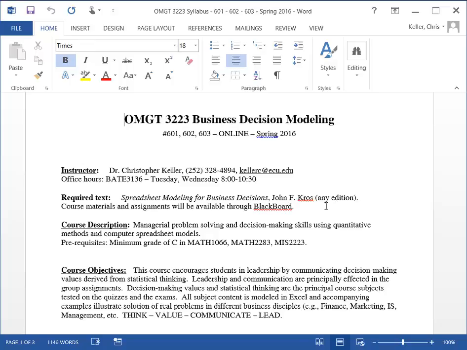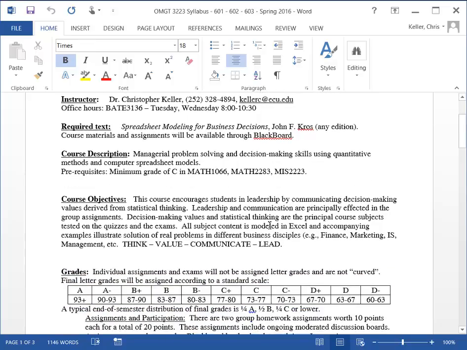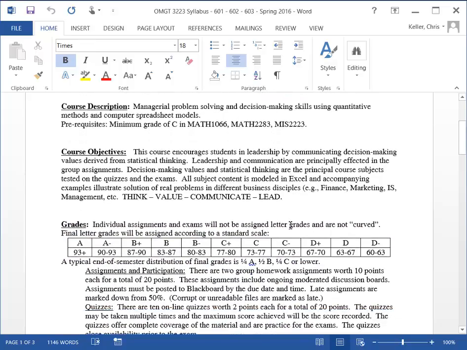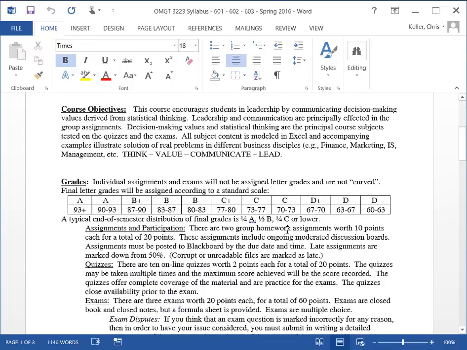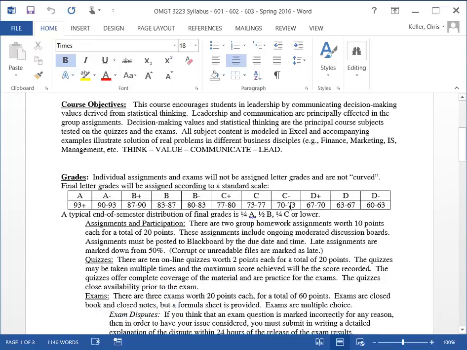Okay, managerial problem solving and decision making skills, course objectives, generalized description. I kind of want to get to the operative features here. Grade scale, very standard 10 points grade scale. There's 100 points available in the course, and this really is an accumulation. You want to make sure that you get every point that's available, because if you get 93 points, you get an A. You get 90 points, you get an A minus.